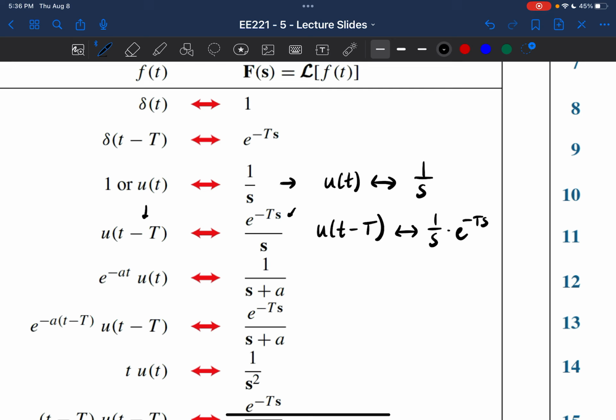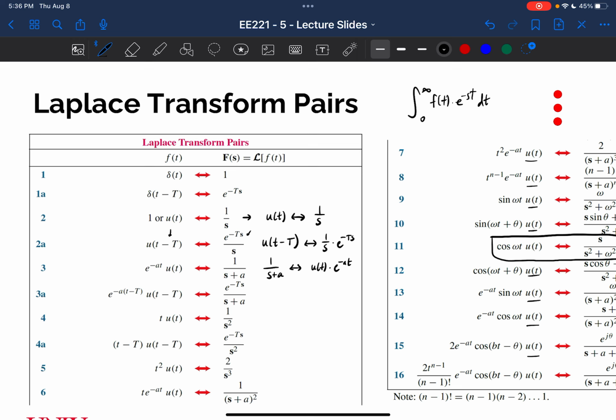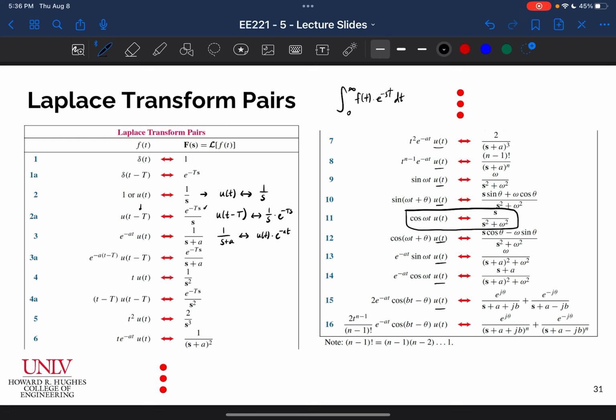Alternatively, this is frequency shifting in action right here. We talked about how if we have something like 1 over s, we know that the inverse Laplace transform there would be u of t. But if we shift by a in the s domain, we end up multiplying u of t times e to the minus at in the time domain. Okay, so you can see the Laplace transform properties at work right here in the Laplace transform table.